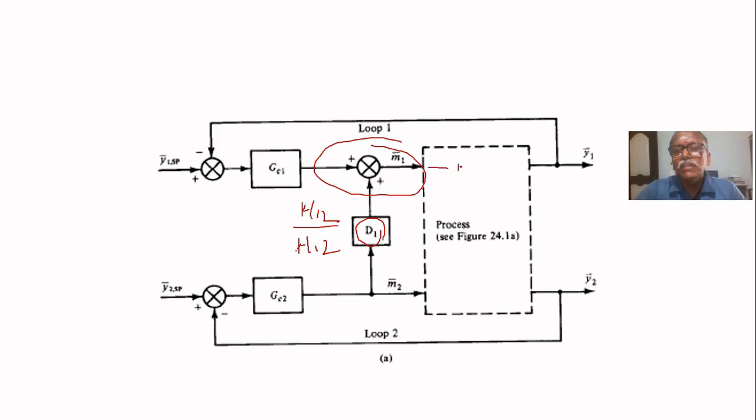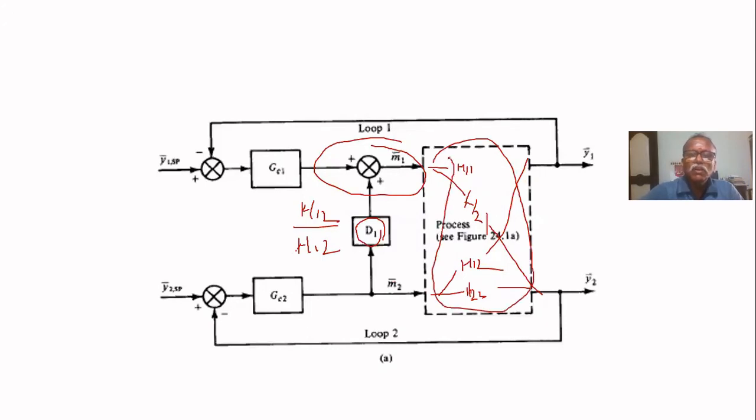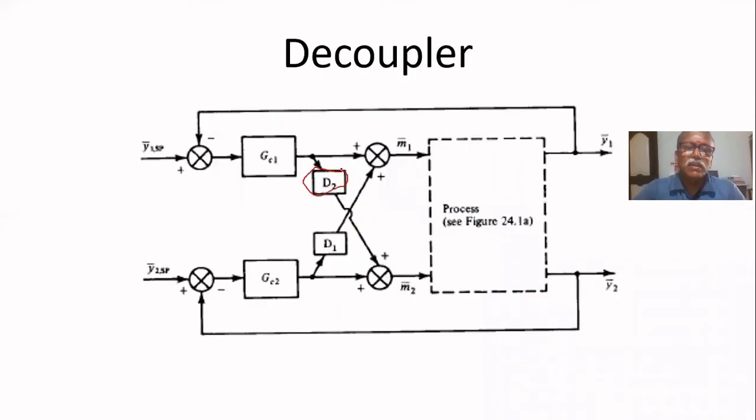The process consists of H11 here, H21 here, H12 here, and H22 here. That we should imagine. So this is the process. If you add this, the interaction will be decoupled. In the same way, we can put another decoupler from M1 to here. So this is another decoupler. If you put these two decouplers, the interaction will be completely eliminated.